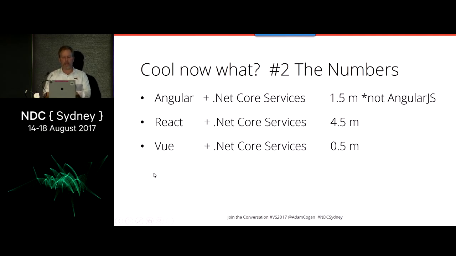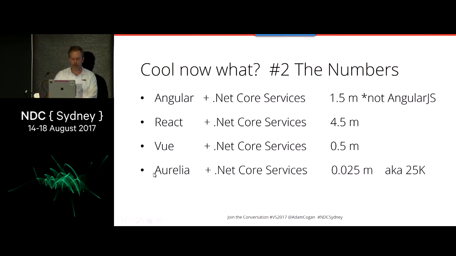But we're not comparing apples and apples. And there's Vue, and that's 500,000. But I reckon that's growing, and that's important. And of course, there's Aurelia, 25,000 1,000. All right, there you go.